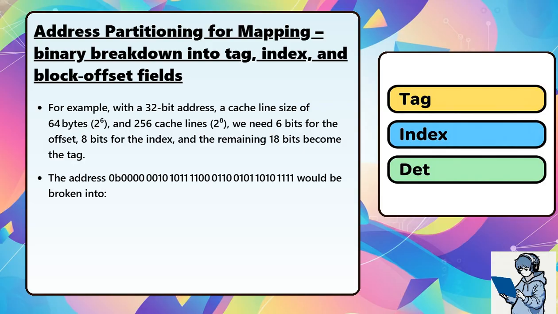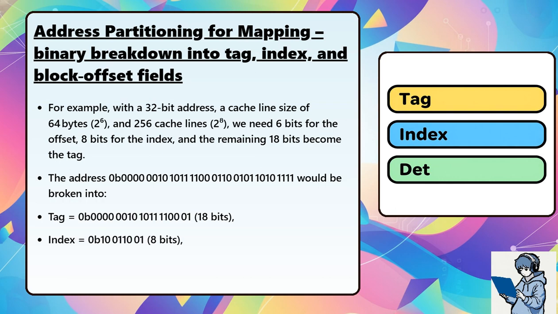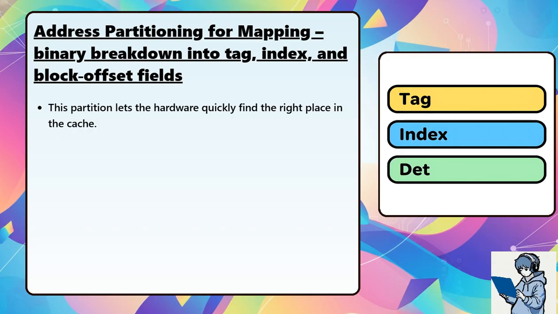The address would be broken into: Tag equals the upper 18 bits, Index equals 8 bits, Offset equals 6 bits. This partition lets the hardware quickly find the right place in the cache.